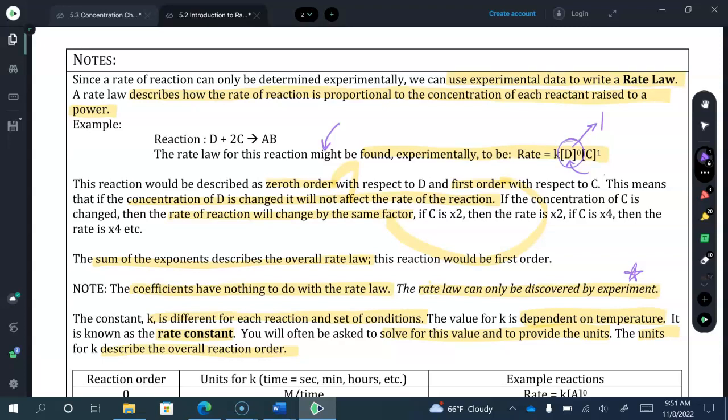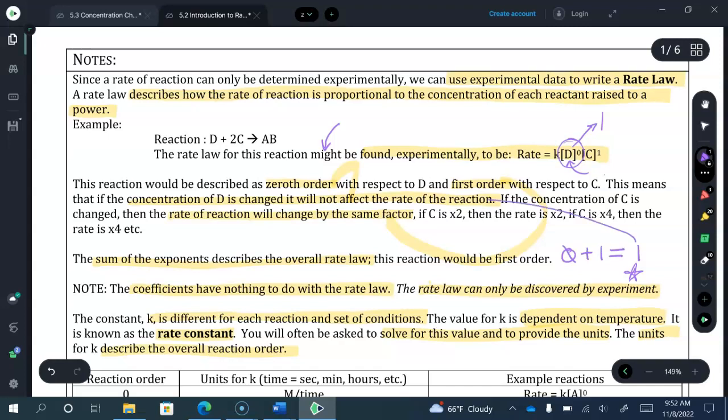The sum of these exponents describes the overall rate order. This reaction, for instance, would be first order because you take 0 from the exponent for D plus the exponent from C, and that equals 1. So it is first order. Note that the coefficients have nothing to do with the rate law.